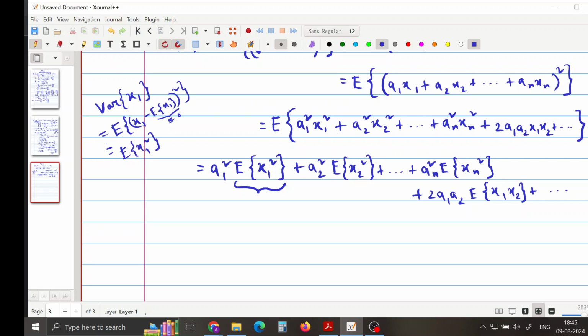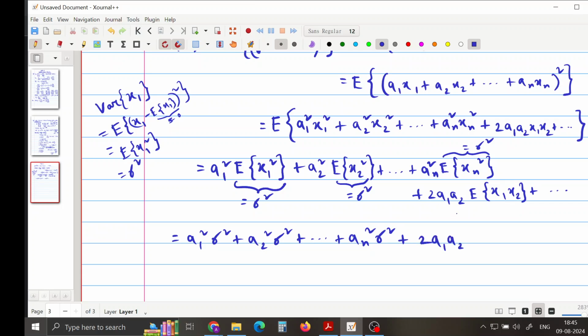So this is the variance. And what is the variance? It's simply sigma squared, given in our question. All have identical variance since they are IID. So this is sigma squared. Similarly, this is sigma squared, and this term is also sigma squared. Okay, so what do we have? A1 squared sigma squared plus A2 squared sigma squared plus so on till an squared sigma squared plus this term here.